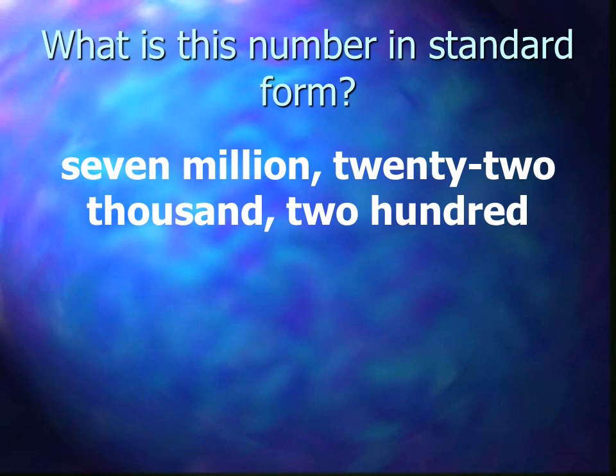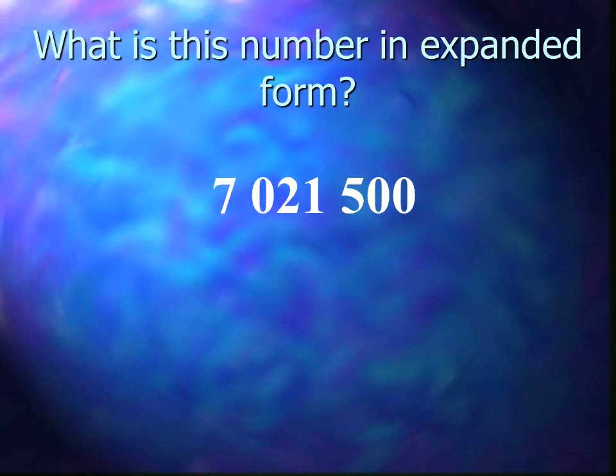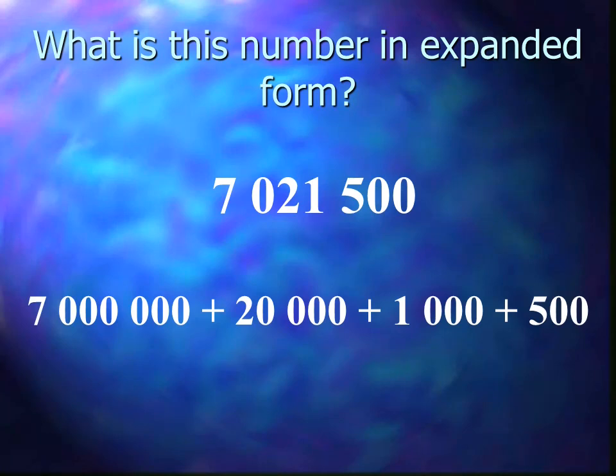What is this number in standard form? Remember the zeros again. 7,022,200. What is this number in expanded form? We break apart the number into its pieces. Therefore, it becomes 7 million plus 20,000 plus 1,000 plus 500, which equals 7,021,500. Did you remember all the zeros?